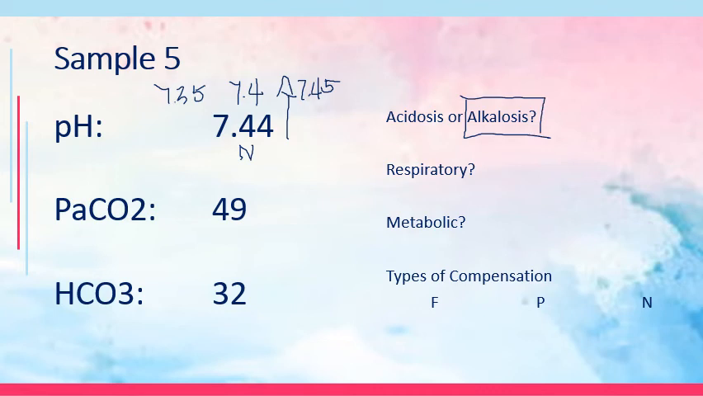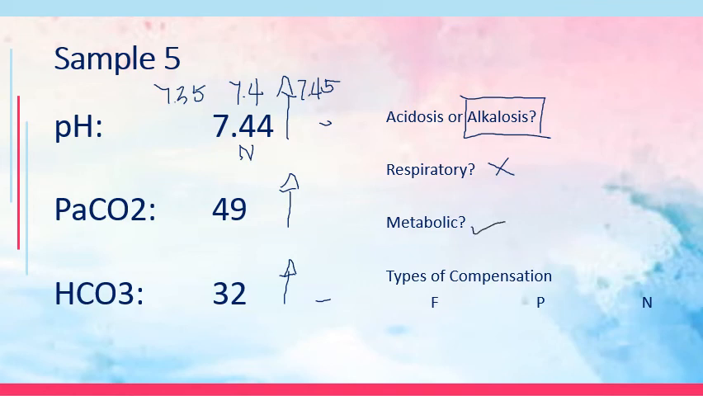Good on that. PaCO2, 49. Is this increase or decrease? Increase. Now, is this a respiratory problem? No. Okay? Because the arrows are pointing in the same direction. So this is not a respiratory problem. Bicarbonate, 32. Increase or decrease? It is increase. Is this a metabolic problem? Checking on the bicarbonate and the pH arrows. Are they pointing in the same direction? Yes, they are. So this is metabolic.